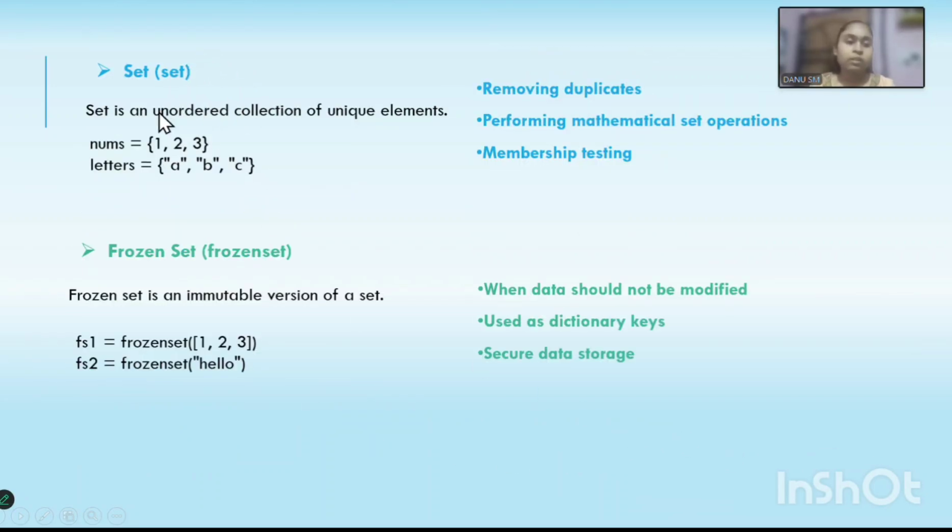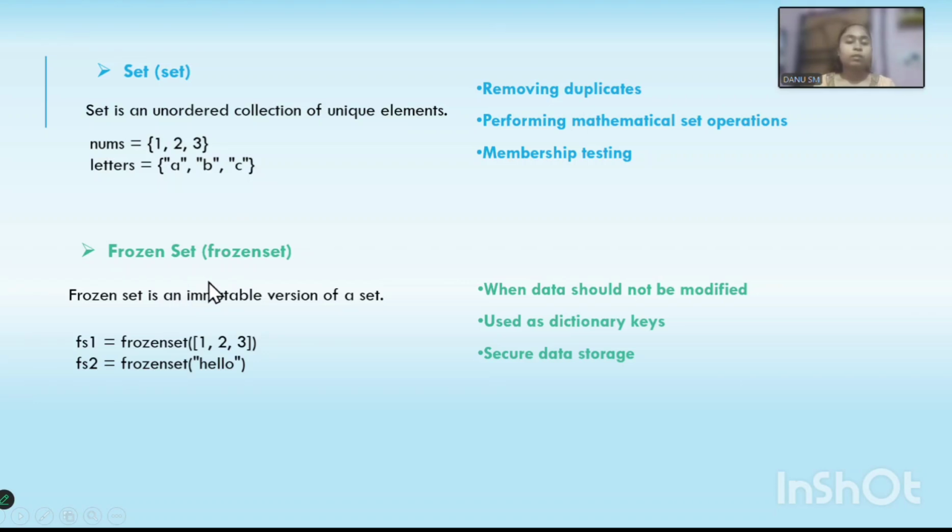So next is set. Set is an unordered collection of unique elements. Example, nums = {1, 2, 3}. For defining a set, we use curly braces, and it is used for removing duplicates, performing mathematical set operations, and membership testing. A set doesn't allow duplicate values. We should define only one single element only once.